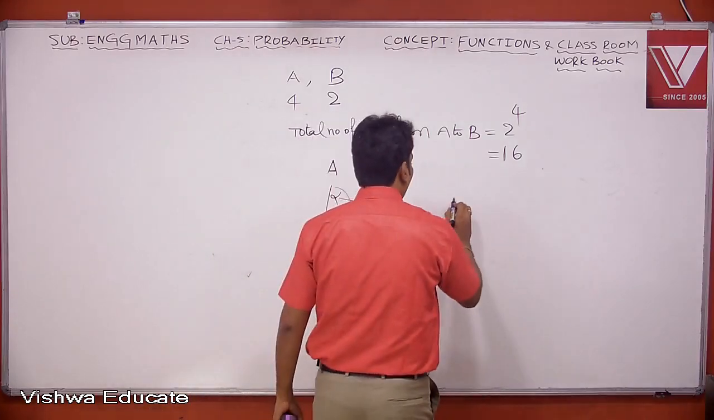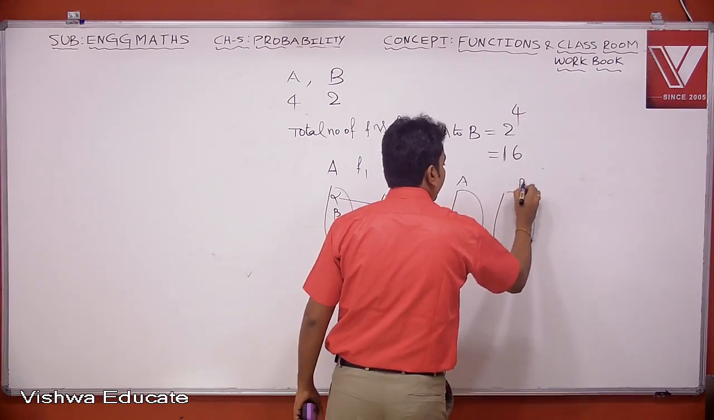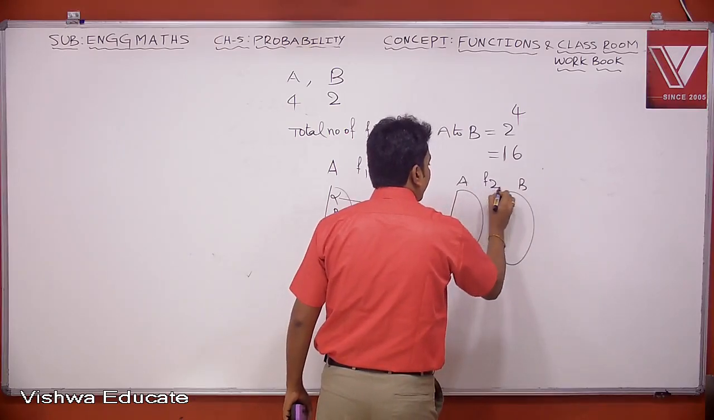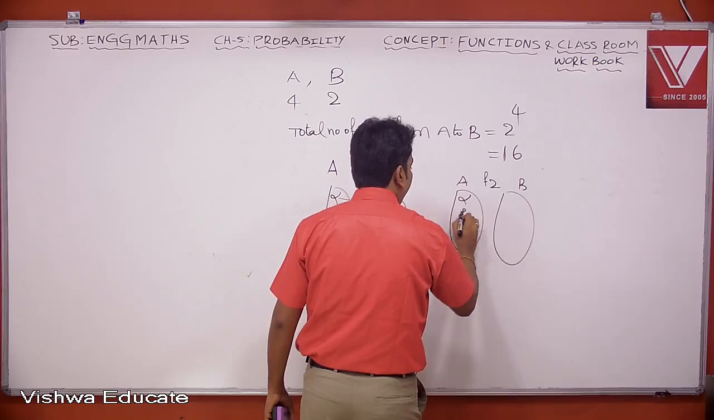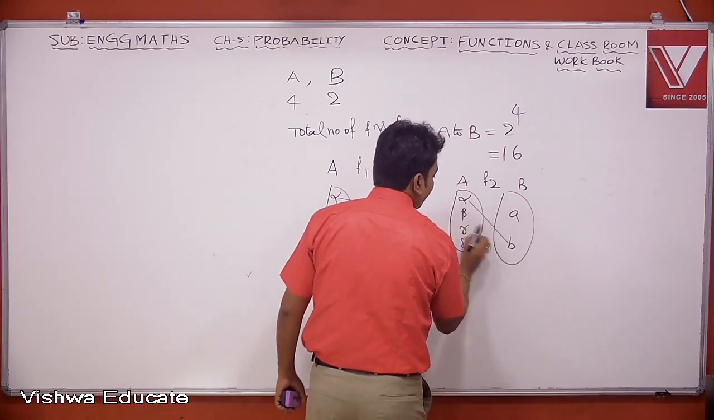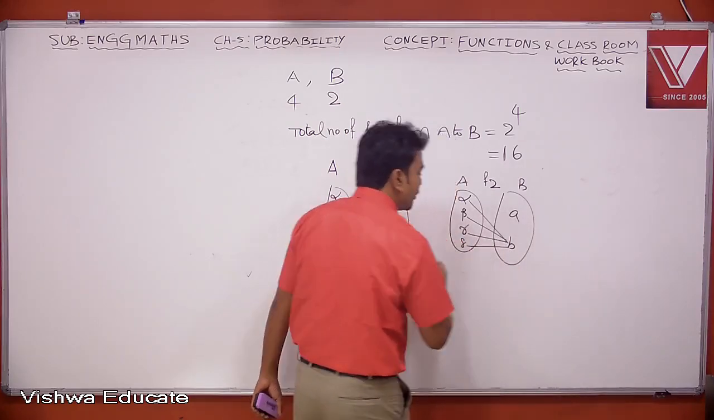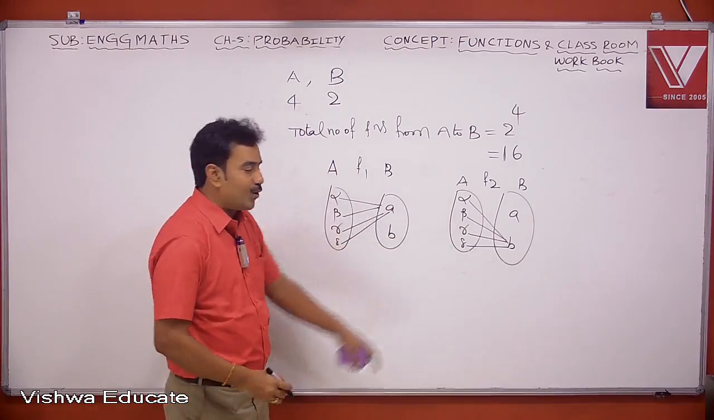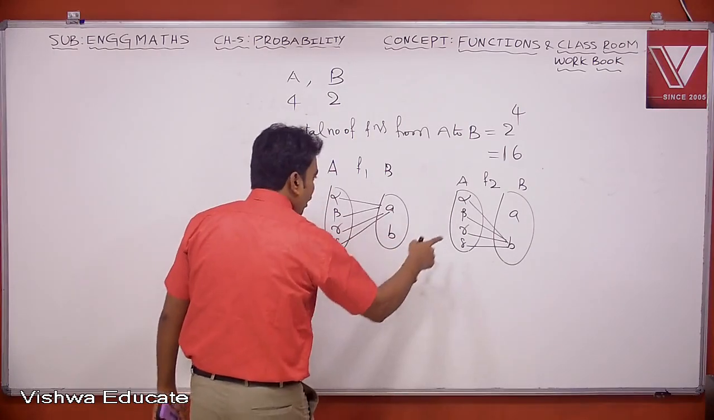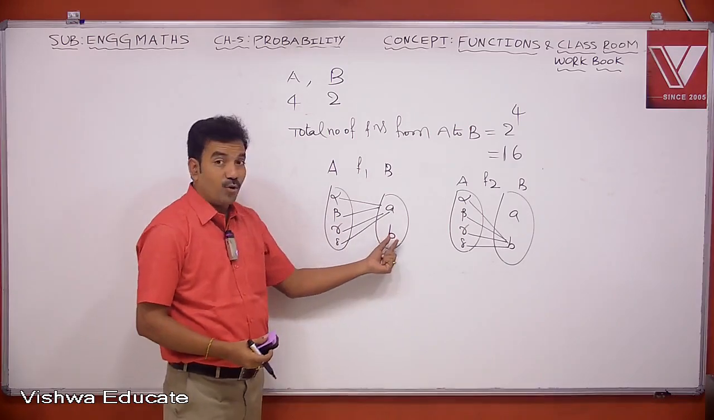I will define one more function like this. So this is A and this is B. I call the second function f2. So this is alpha, beta, gamma, delta, A, B. Now alpha is set to B, beta is set to B, gamma is set to B, and delta has image B. Now this is not an onto function. So both are not onto functions. In the first case, A has no premise. In this case, B has no premise.